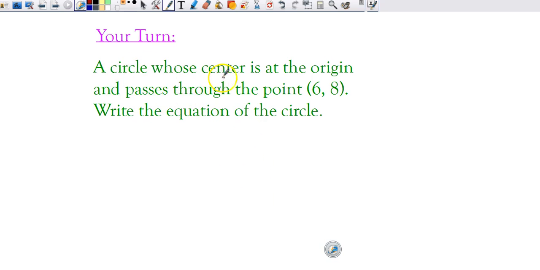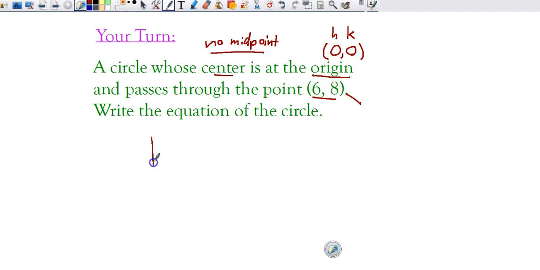So the question is a circle whose center is at the origin. What coordinate is the origin? 0, 0. So that's your center. That's your h and that's your k. It passes through the point 6, 8. So we have the center. We don't need to do midpoint. We only have one of the endpoints of the diameter. We don't have the other one. So we're not going to do the midpoint and cut that in half.